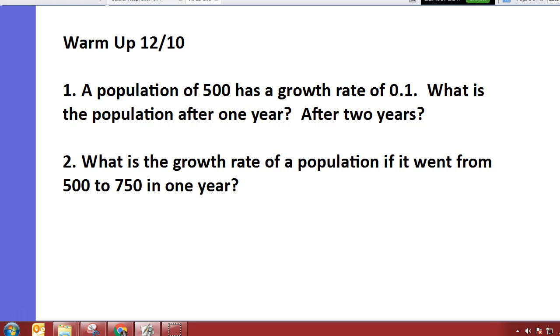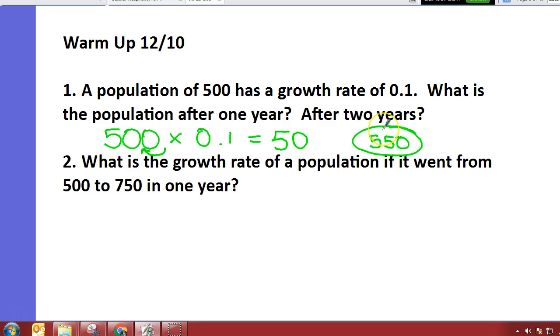The growth rate, remember, tells us how many individuals will be added per every one individual, okay? It's not written as a percentage, it's just written as a decimal. In order to figure it out, we just have to take 500 times the growth rate, and that'll tell us how many individuals will be added to the population. So with this, remember 0.1, just move the decimal place over 1, so we would get 50, okay? So that's how many would be added. So what would my total population be if I added 50? 550. So that would be after 1 year, okay, individuals.